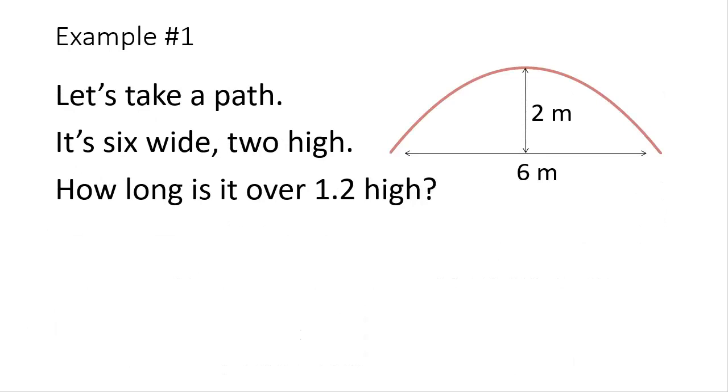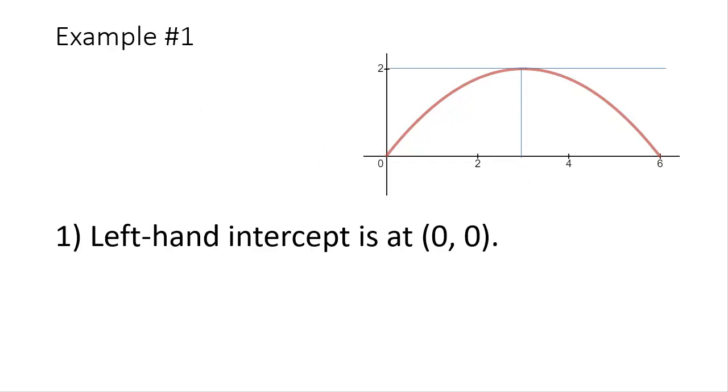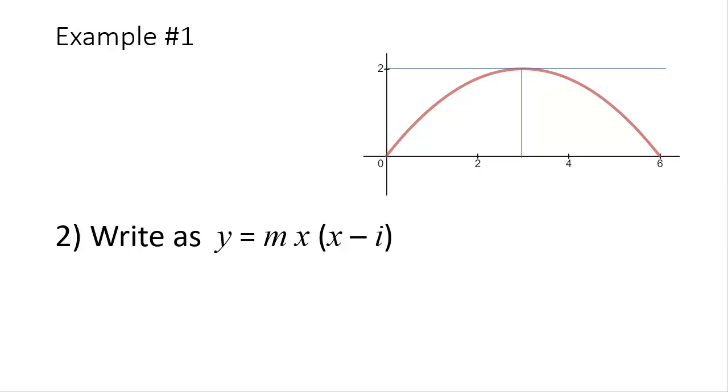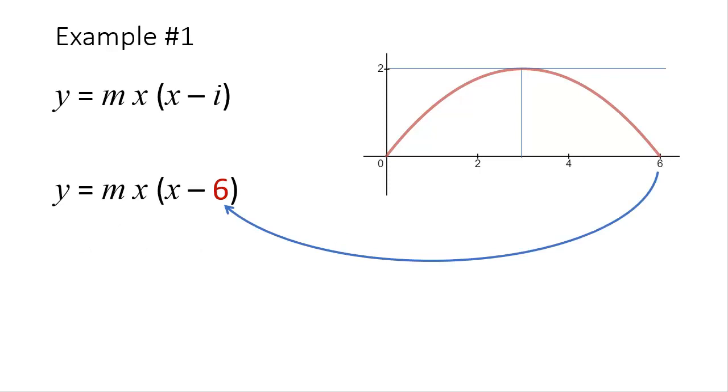Let's take a path. We're told it's 6 meters wide, 2 meters high, and we want to know how long it is over 1.2 meters. So we stick it into a grid, and we make the far left hand point our origin, 0, 0. Then we rewrite it in that form where I is minus 6, because we were told that it was 6 meters wide. So from 0 to 6 is 6, and that gives us the I value.